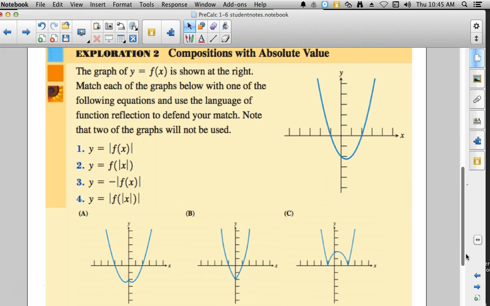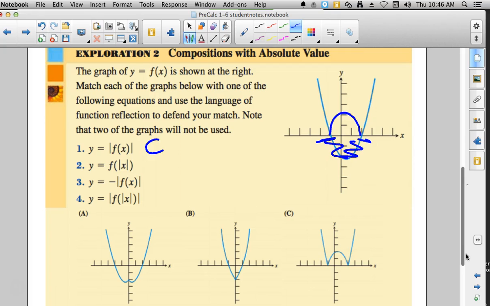So I start thinking, okay, the first thing they said was, if you do absolute value of the whole thing, you take the stuff that's below here and you flip it up. And then this is gone. So that's what this one's supposed to look like. Which one of them looks like that? C. So that one's going to be C.